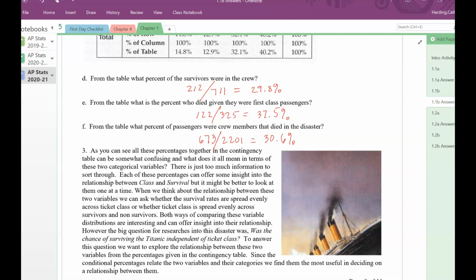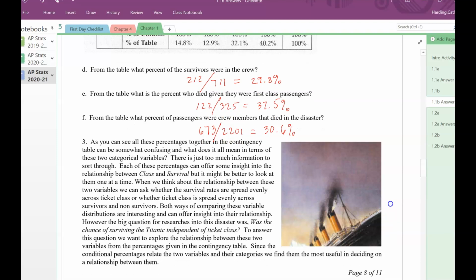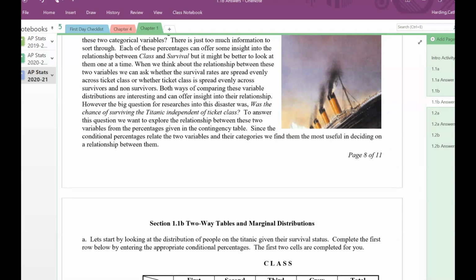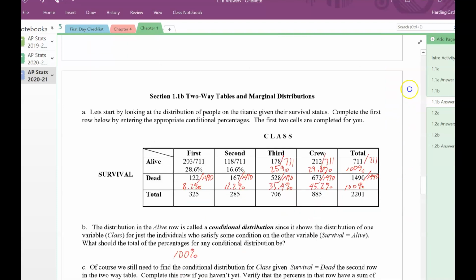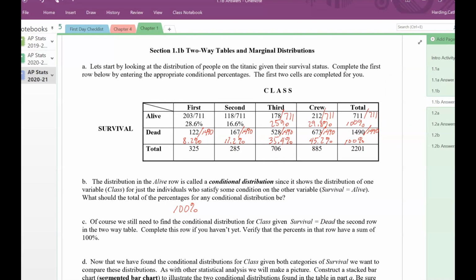So the big question that we're still trying to answer is, was the chance of surviving the Titanic independent of ticket class? So if we want to explore this and find the most efficient or best way to come to that conclusion, we might want to take a look at things in a different way. So if you flip here to the next page, what has been filled out is something called a conditional distribution.